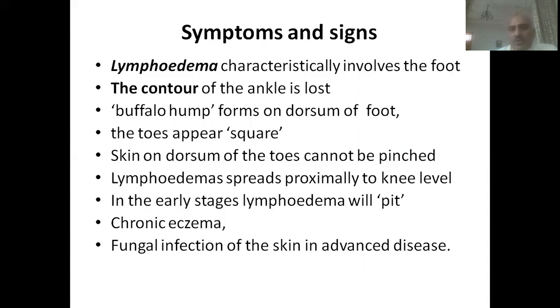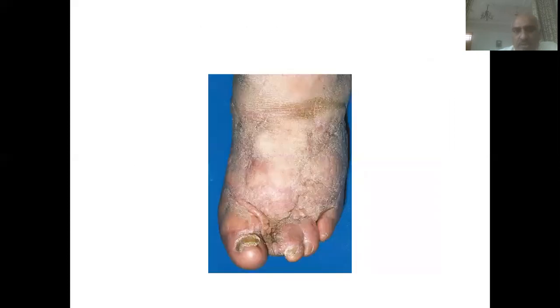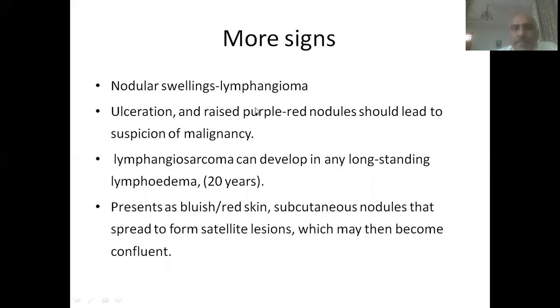Buffalo hump forms on the dorsum of the foot. The toes appear almost square. Skin on the dorsum of the toes cannot be pinched. Skin becomes thickened. It spreads proximally up to knee level, and eczema and fungal infection appear. You can see this fungal infection destroys the nails, and you can see these papilla-like cracks. They appear and it's almost square. You can see the malleoli shape is lost. You cannot differentiate clearly where the malleoli are.